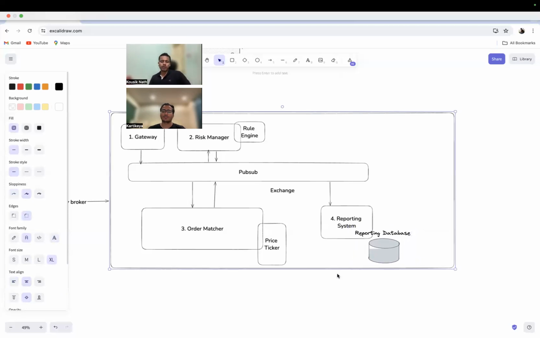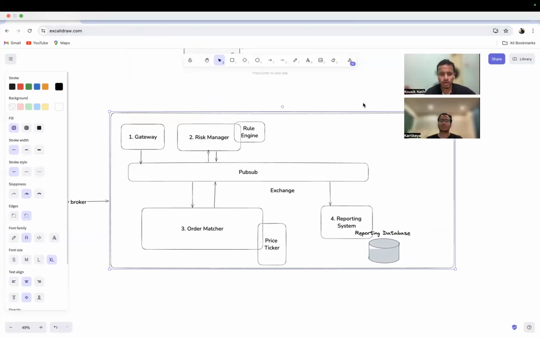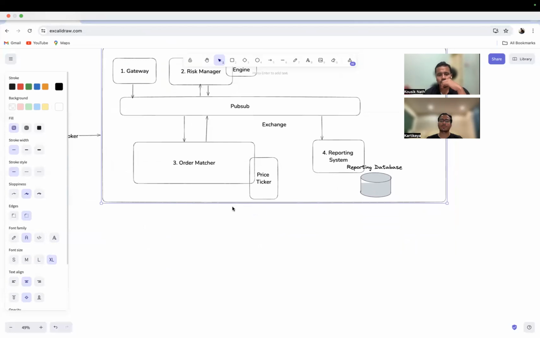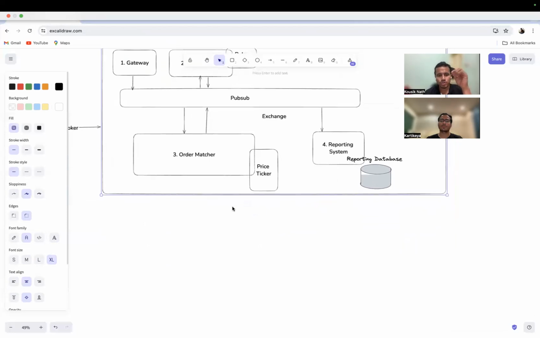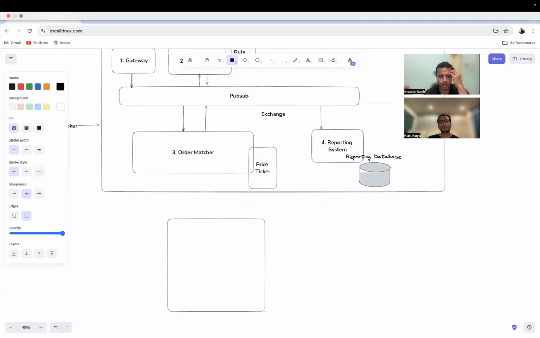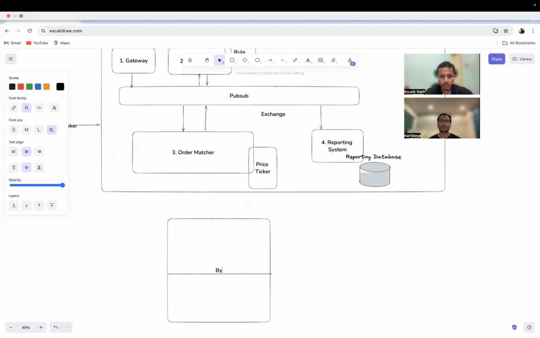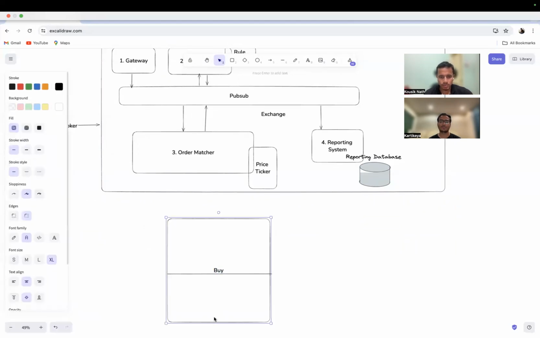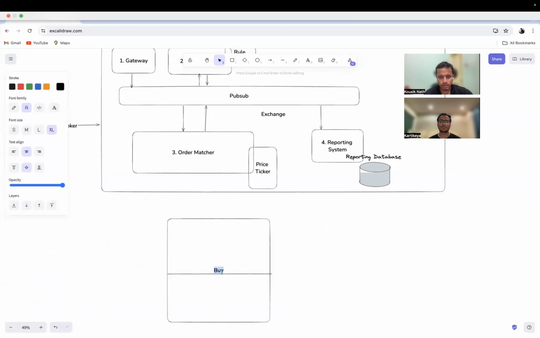Okay. Coming back to the order matcher, I think one thing we haven't yet discussed is how the data is going to look for the order matcher, right? If you see here, there are two portions. One is essentially buy, another is sell, right? So let's say this is the buy area, and this is sell.